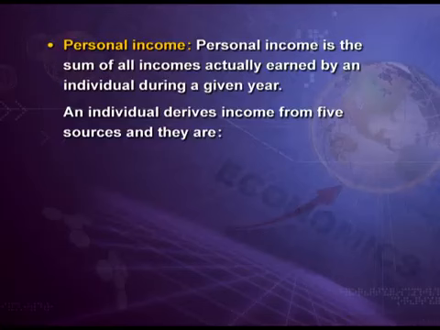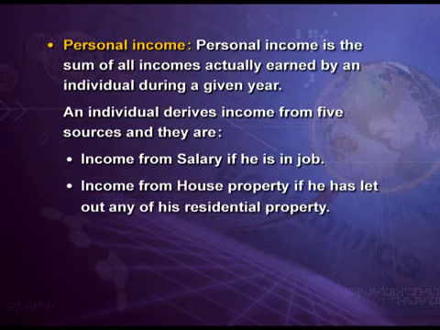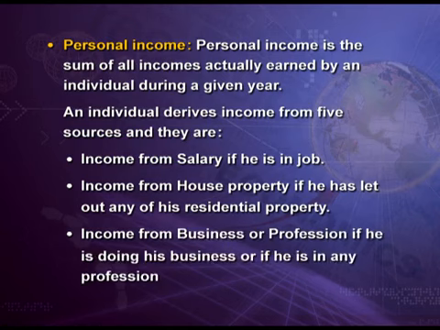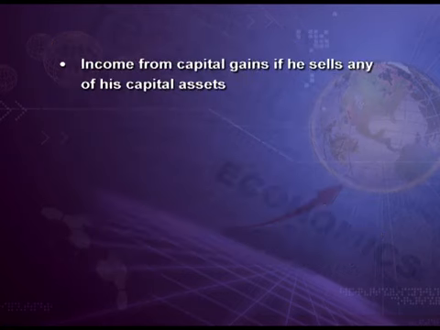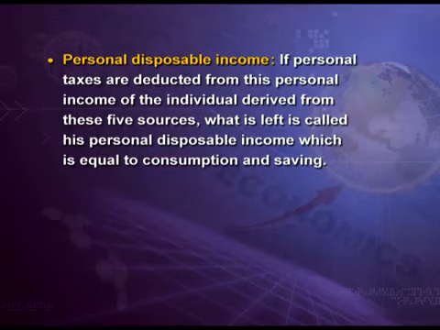Here I want to tell you that an individual derives income from 5 sources. They are income from salary if he is in a job, income from house property if he has let out any of his residential property, income from business or profession if he is doing business or a profession, income from capital gains if he sells any of his capital assets, and income from other sources in the form of interest, dividend, etc. Now, if personal taxes are deducted from this personal income derived from these 5 sources, what is left is called his personal disposable income, which is equal to consumption and saving.